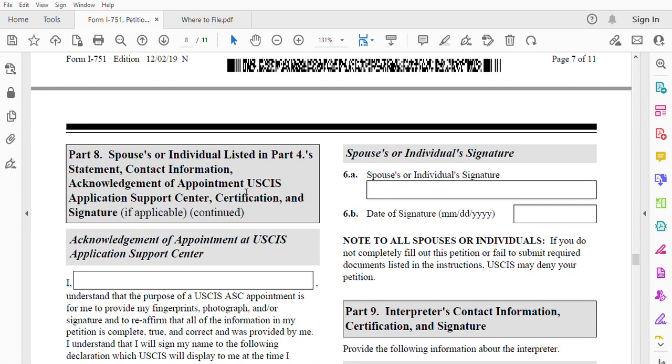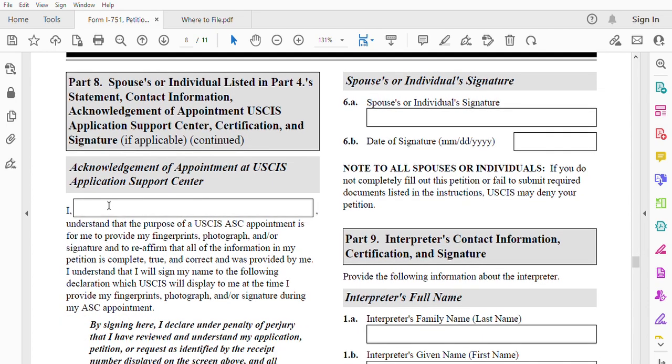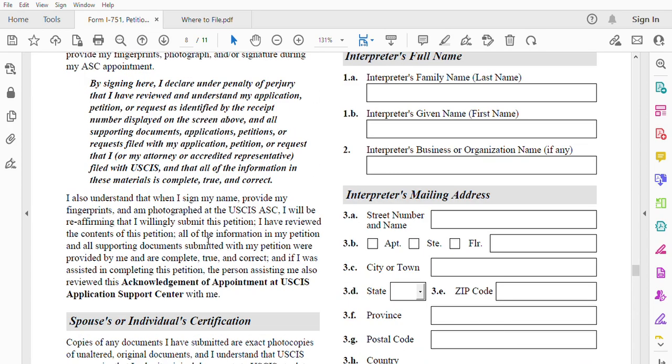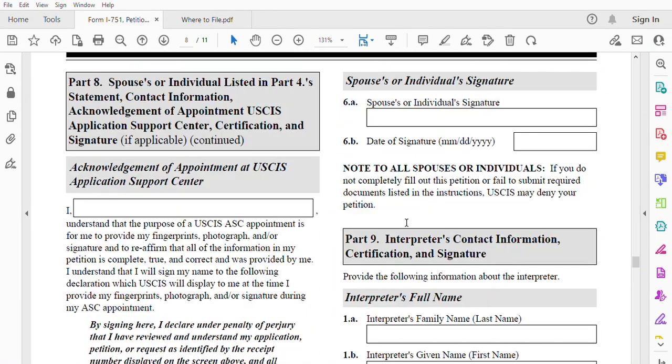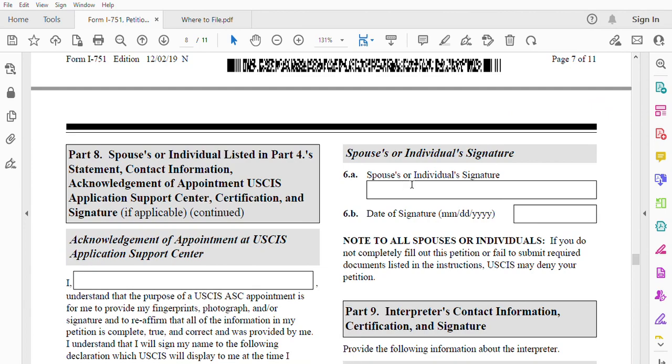We'll start talking about Part 8, spouse. Same thing: you're going to write the full name for the spouse right here when you print it. Spouse individual signature: as I said, do not sign it, do not initial it or put your name. Just date it, and when you print it, then sign it. It's 4/29/2023.